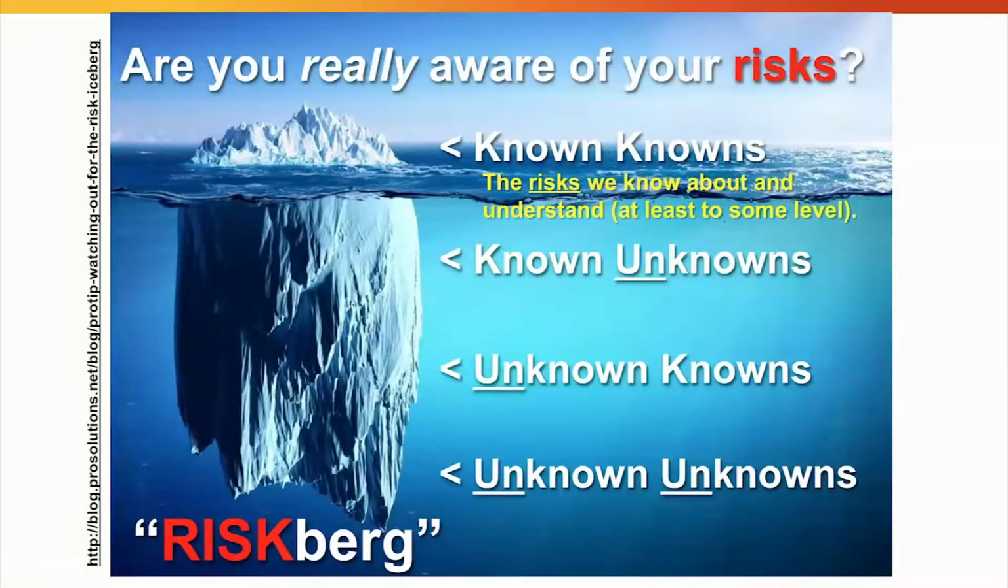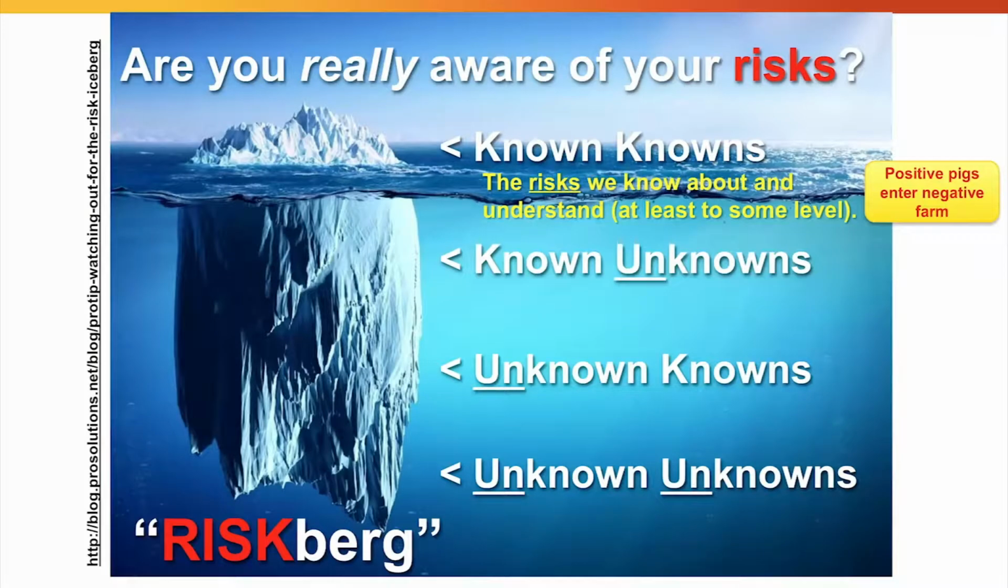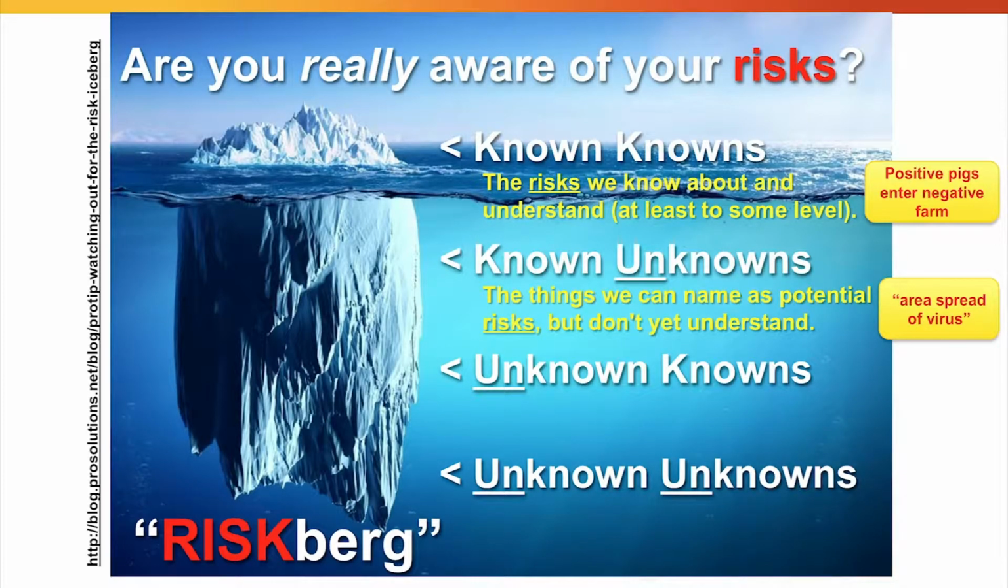Now, the known knowns would be those risks that we know about and at least to some degree understand. An example of that might be positive pigs that enter a negative farm. The known unknowns would be the things that we can name as potential risks, but we don't quite understand, or at least understand as fully as we need to. An example of that might be aerial spread of virus.